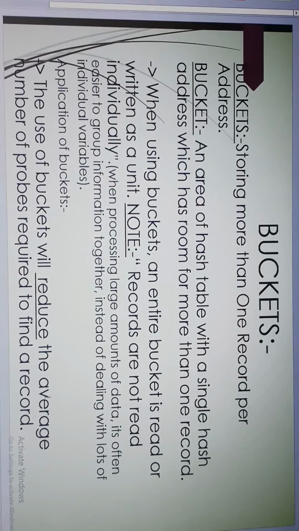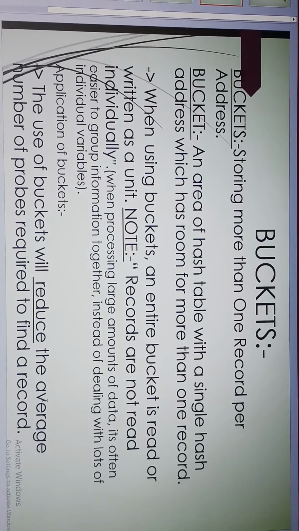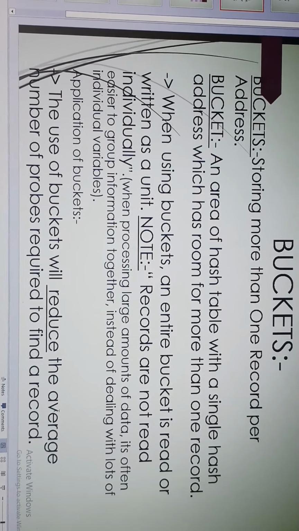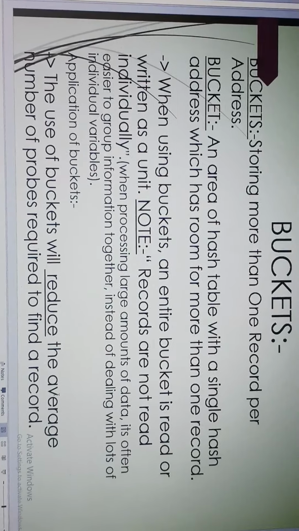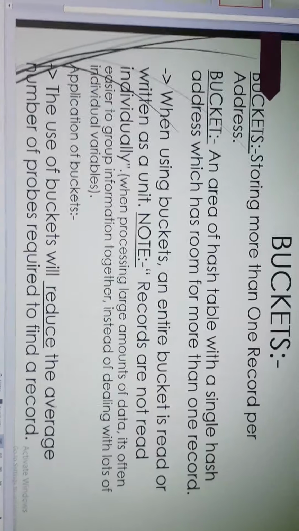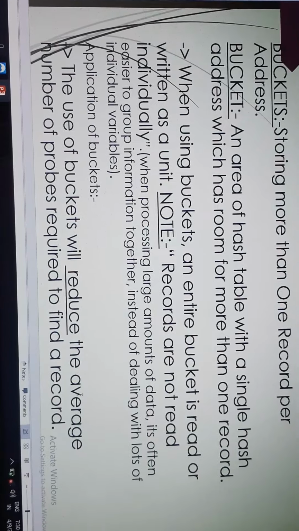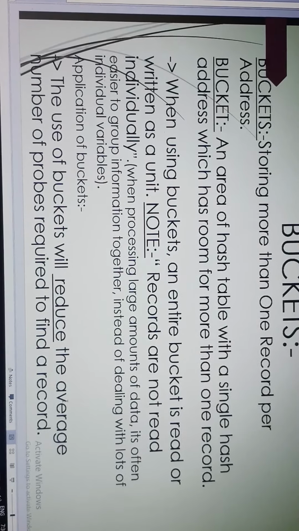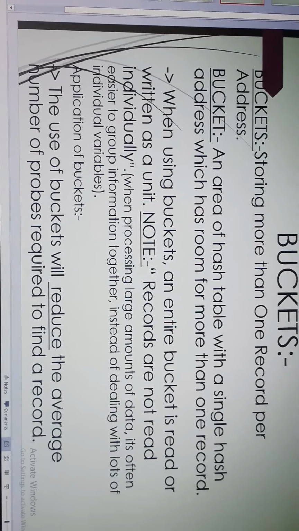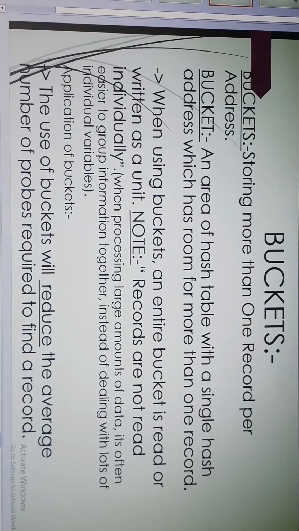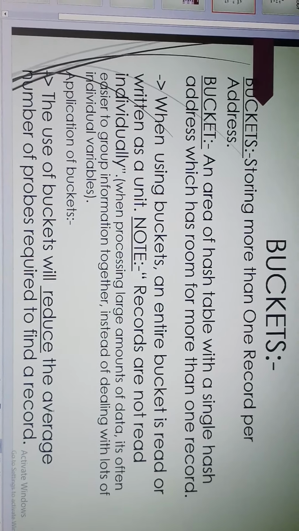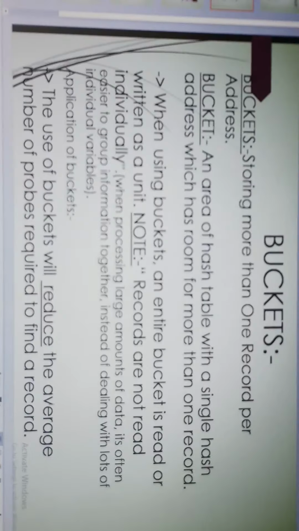So, a bucket means an area of a hash table with a single hash address that has room for more than one record. For this, let's consider one hash table with a single hash address. That room will hold more than one record. That is what a bucket is. Hope you got it.